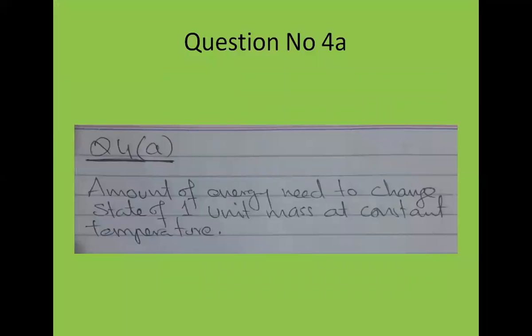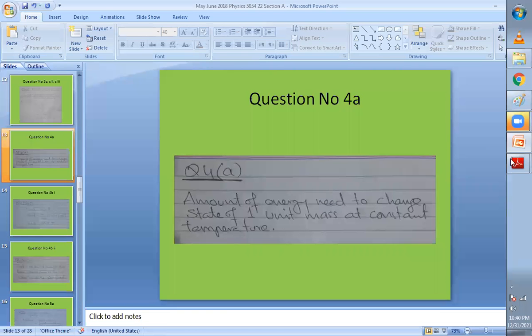Okay, the amount of energy needed to change the state of one unit mass at constant temperature. The temperature should not change, and you should have unit mass.